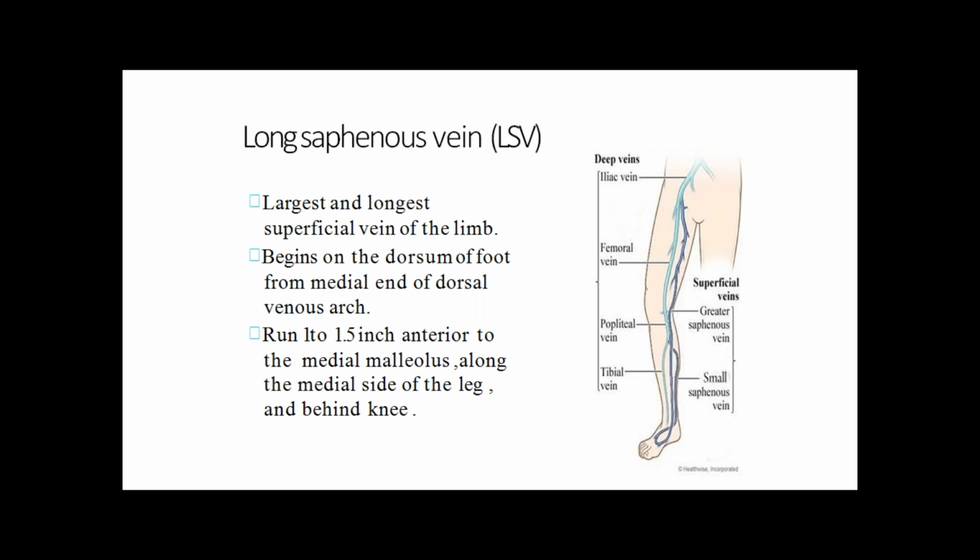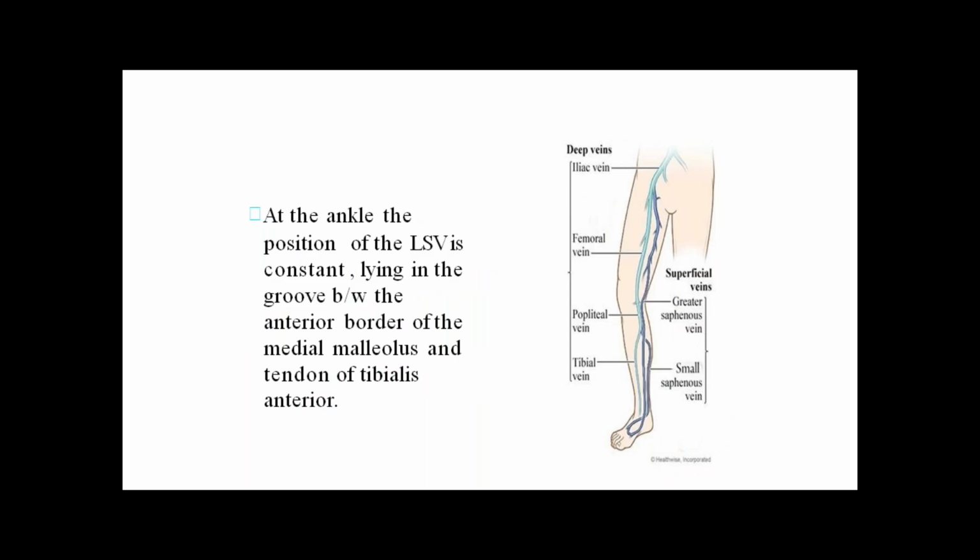Along the medial side of the leg and behind the knee. At the ankle, the position of the long saphenous vein is constant, so we will give the incision over that area during venesection. It lies in the groove between the anterior border of the medial malleolus and the tendon of tibialis anterior.